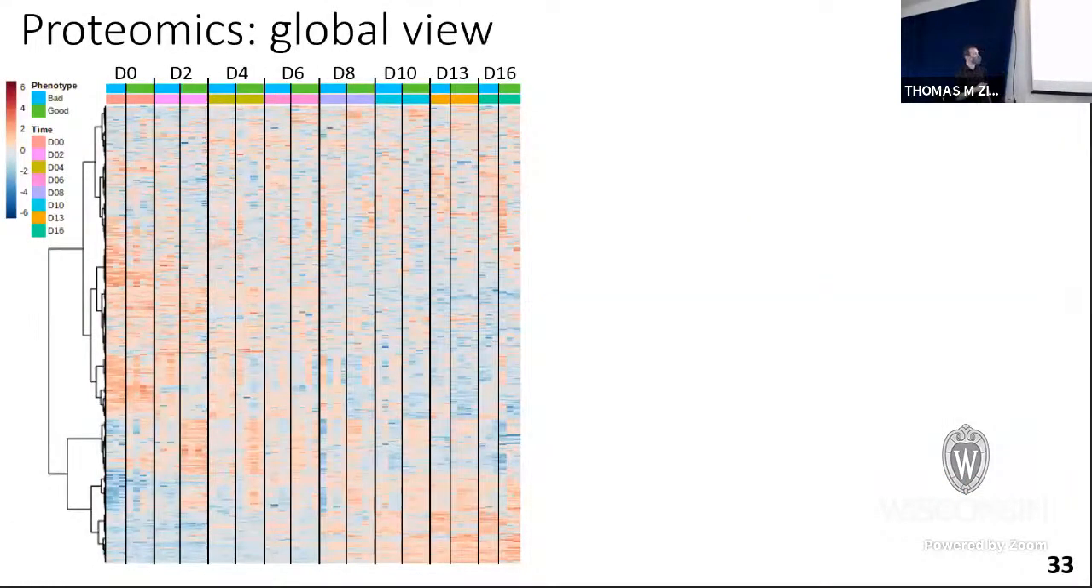So now we'll start to get into some of the data. I understand this is a very complicated slide, but the first thing we always like to look at is what's called a heat map. So we can look at the differential expression of different proteins. You couldn't see the protein names even if I had them on here, so I don't have the protein names on here. But we can do a clustering. And across the top here, we've got the different time points, so day 0 through day 16.